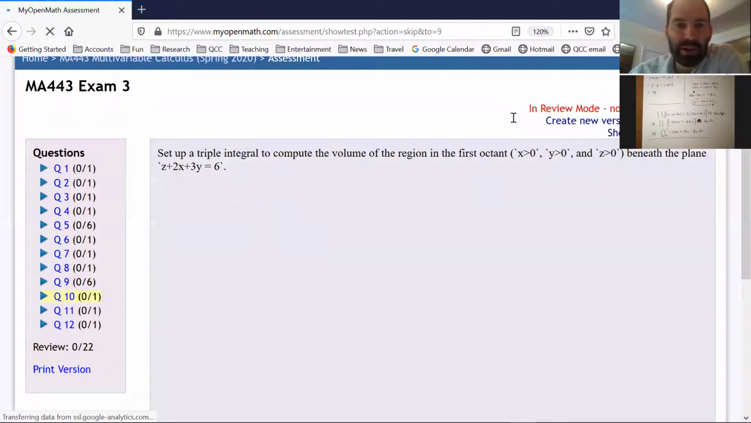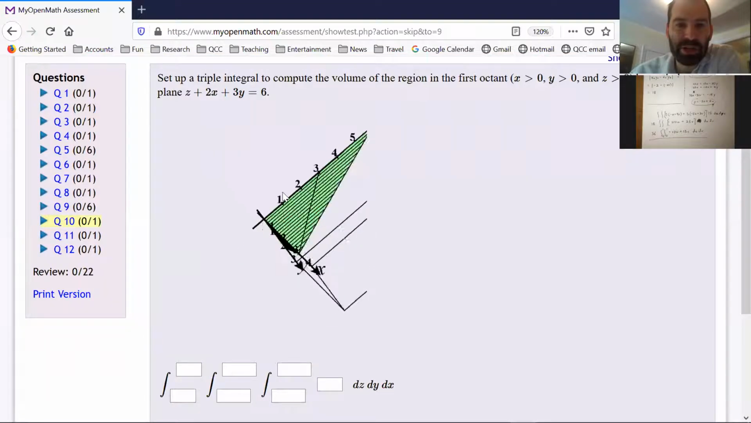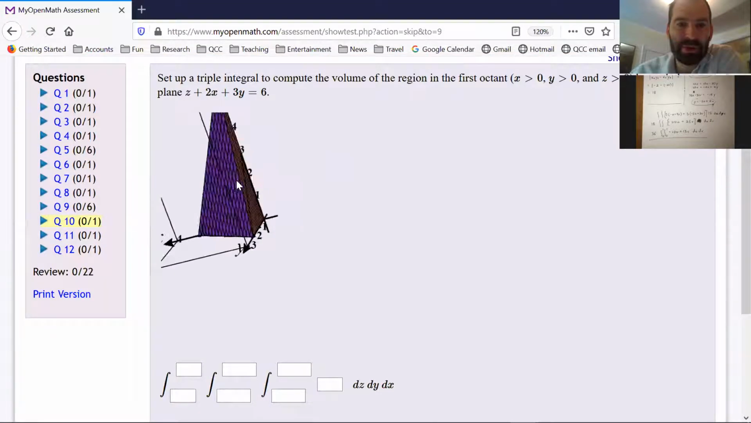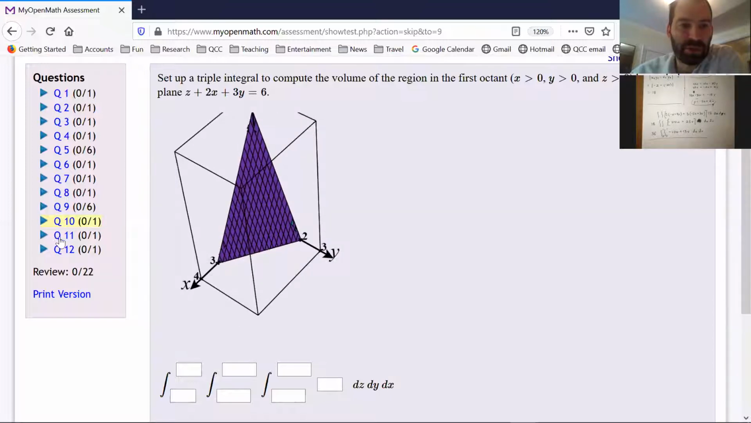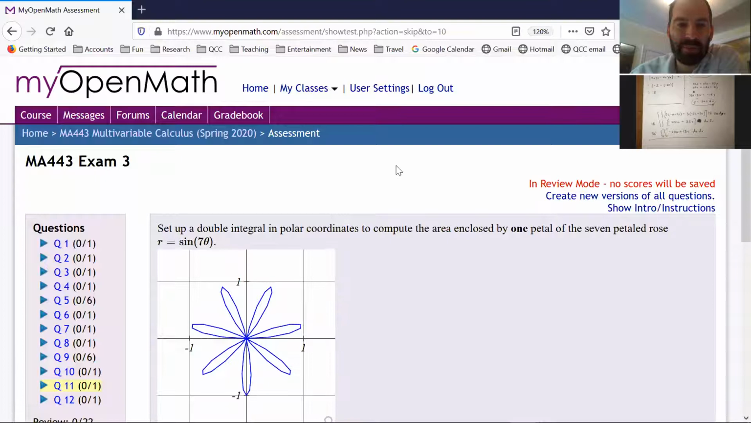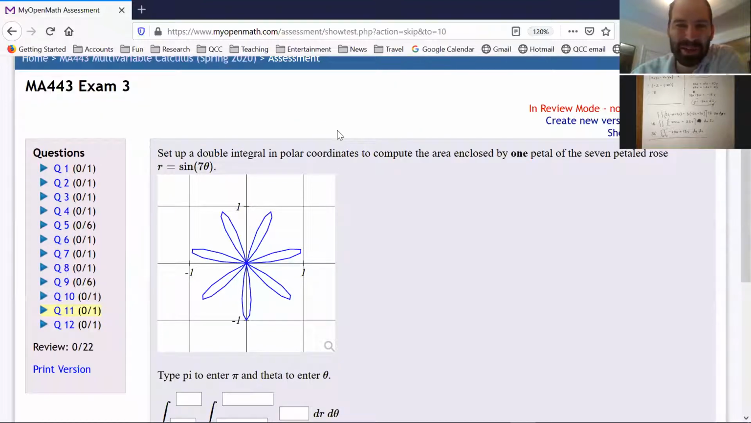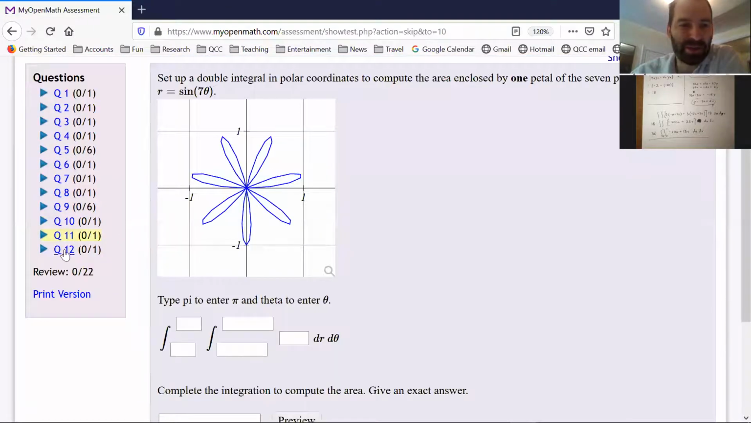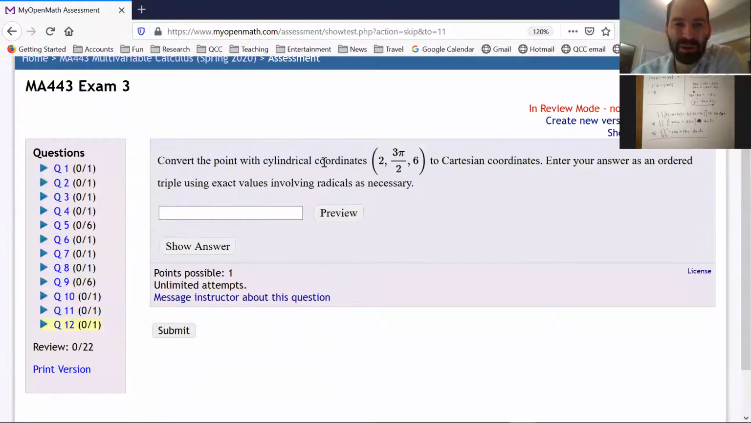Moving on here, let's just look at a triple integral for this tetrahedron type shape. I'll let you look at the answer there and see if you can sort that one out. Here we have a flower. These polar plots are really nice. They make these nice flower pictures here. There was a homework problem like this, so I'll let you look at the solution and figure that one out. If you have questions, let me know. And then converting points to cylindrical coordinates. Like I said, if you have questions about these, just let me know.